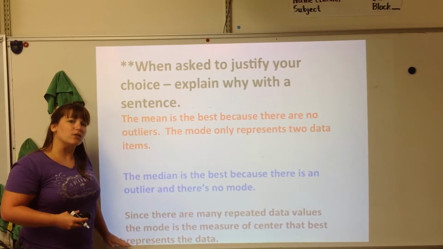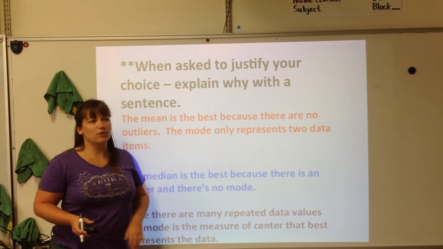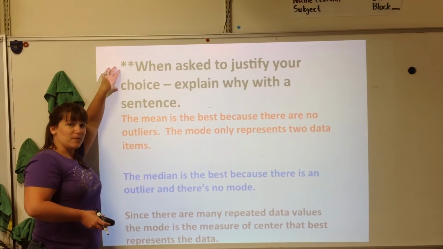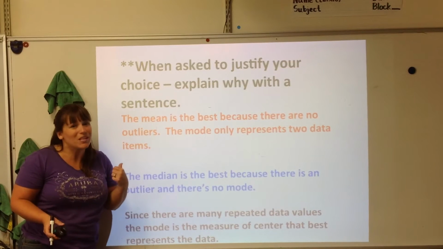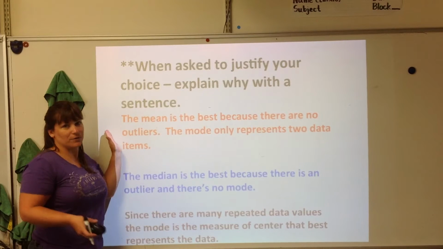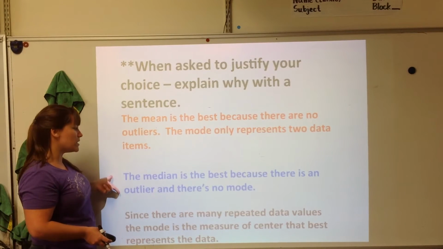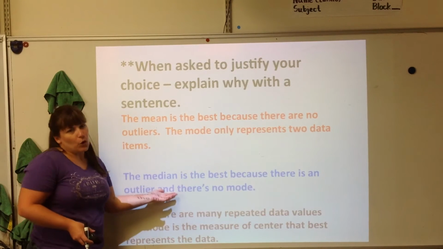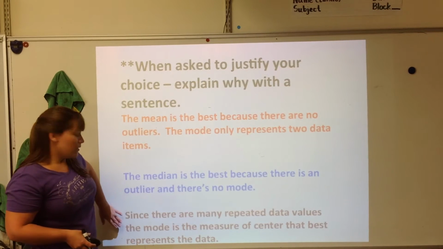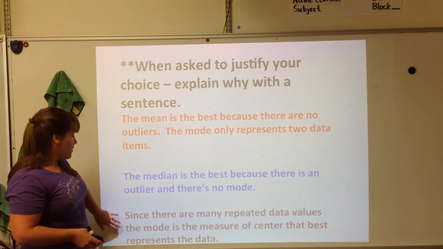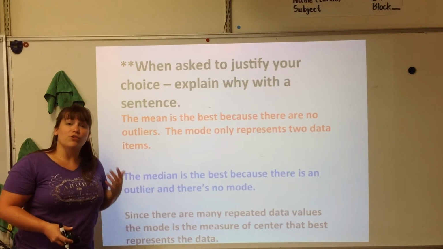So you don't have to fill anything in. I just want you to look at some different possibilities, because when you're asked to justify, it's not just about picking, I think we should use the median, or I think we should use the mean to best represent. You're going to want to justify, meaning write a sentence explaining why you picked what you picked. So these are three possibilities of an explanation. It's just repeating what we just wrote down. The mean is the best because there are no outliers. And the mode only represents two data items if there happen to be two repeating numbers. Another possible explanation, if you pick the median, is the best because there is an outlier and there's no mode, perhaps maybe in that example. These are kind of just made up. Since this is for the mode, since there are many repeated data values, the mode is the measure of center that best represents the data. That's another way you can justify or say it. So these are three examples of sentences you can use to explain why you picked what you picked.